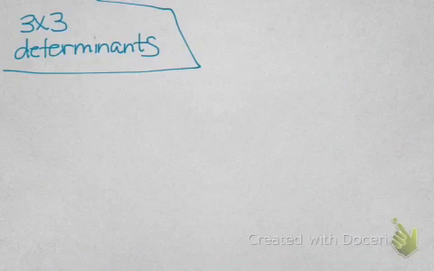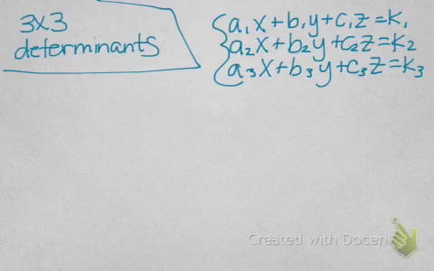Okay, now we'll talk about 3 by 3 determinants. So what if you do have a 3 by 3 matrix, how are you going to figure out what the determinant is? So if I have a general set of equations that I need to solve for, like this, I've got x, y, and z, and I have coefficients a, b, and c in front of all of the x's, y's, and z's, and that's equal to a constant.